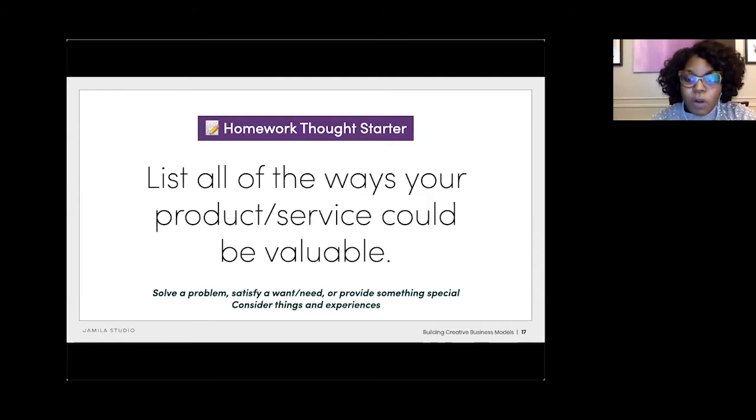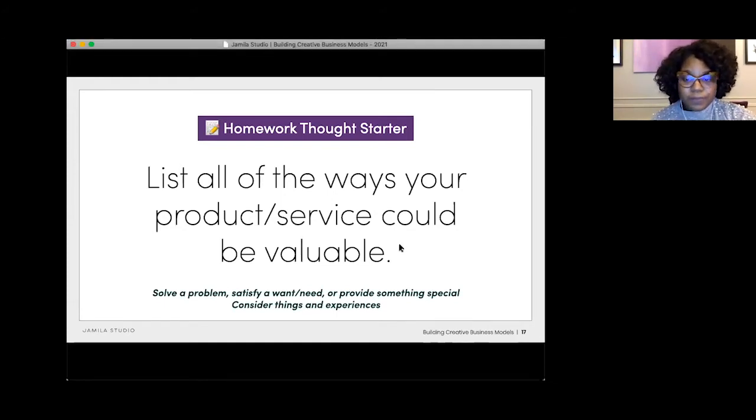Start with thinking about what problem it solves, what need it could satisfy, and how it could provide something special. And besides thinking of things, consider experiences. For instance, a dance class could be something to keep me busy. It could be something to relieve stress. Start to think of all the ways that your product or service could be valuable.